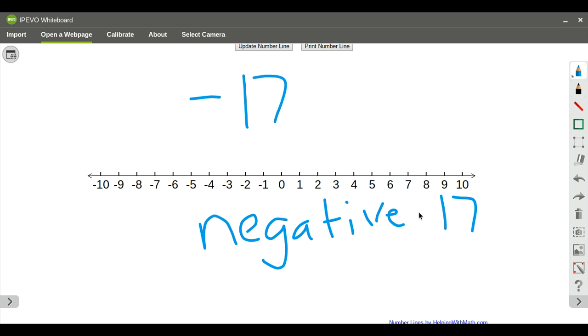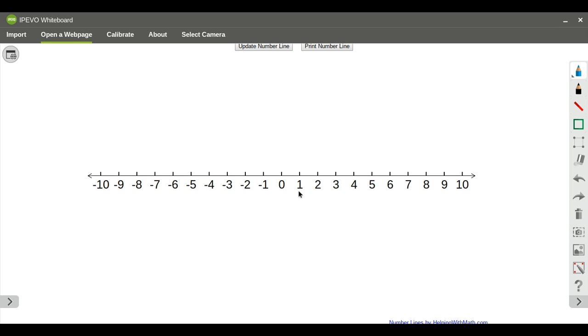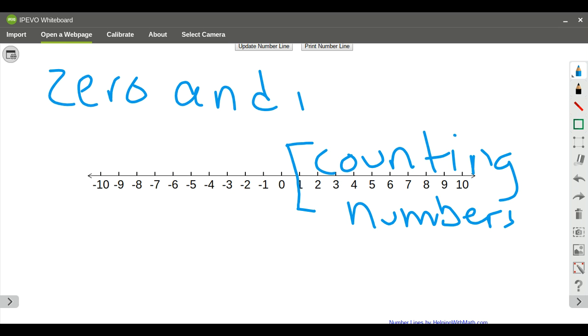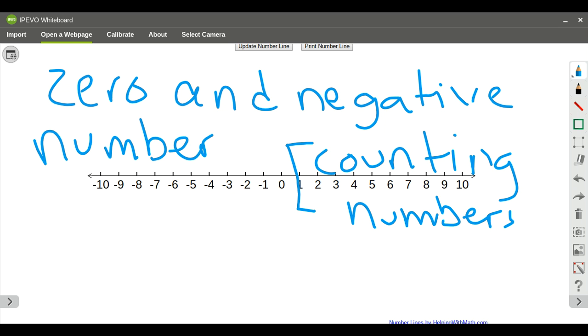Okay. Which integers are not used for counting? So remember at the beginning of the lesson when I defined integers, I said integers are the counting numbers. So if I look at my number line here, my counting numbers, we always start with 1, right? So 1, 2, 3, 4, 5, 6, and so on. These right here are my counting numbers. So my non-counting numbers are going to be 0 and negative numbers. Those are my non-counting numbers. They're still integers, but they are not counting numbers.